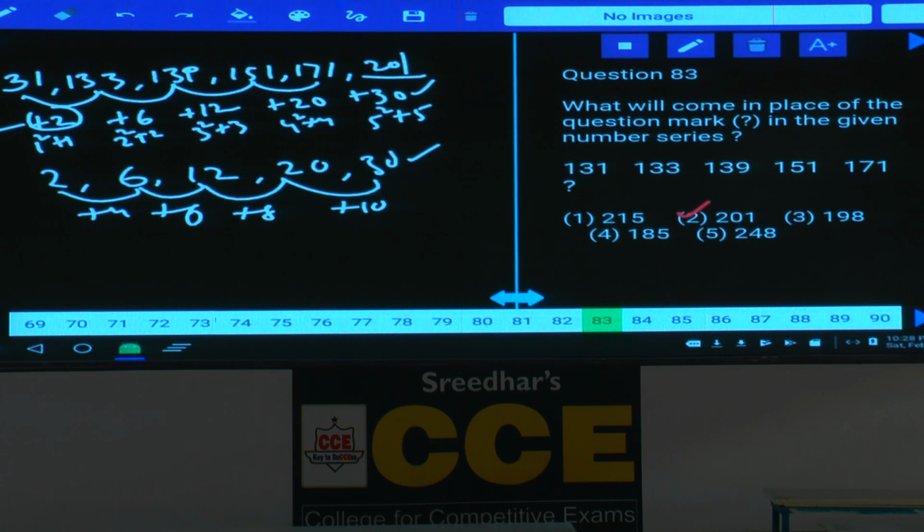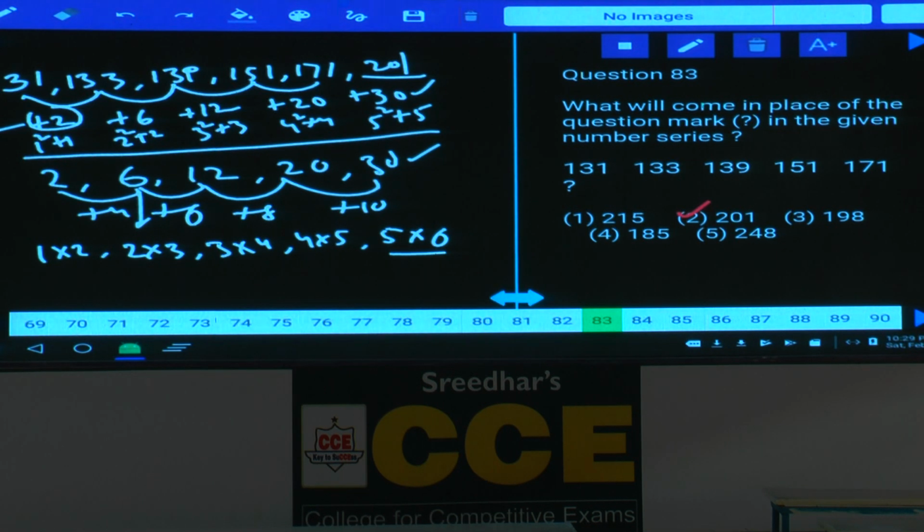Or these differences can also be written in another pattern. This 2 can be written as 1 into 2, 6 can be written as 2 into 3, 12 can be written as 3 into 4 and 20 can be written as 4 into 5 and this 30 can be written as 5 into 6. Hence, there are 3 different ways of solving this question. In all these cases you will get the same answer, isn't it? Hence, you need not necessarily memorize this pattern only.